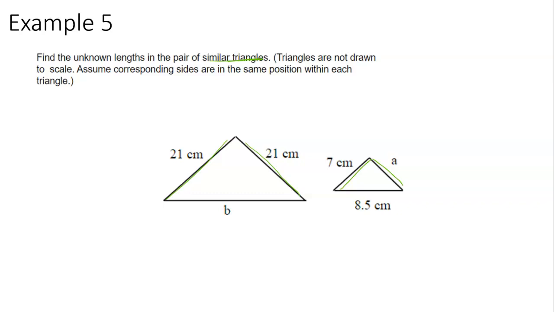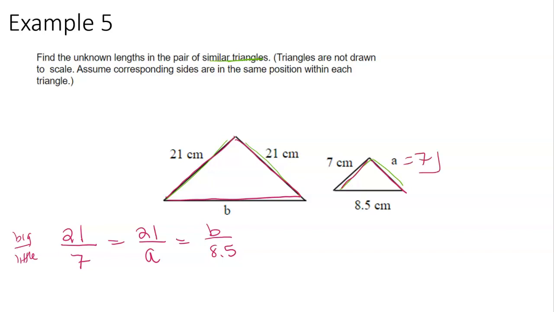So what we're going to do here is set up some proportions so that we can see what's going on. So 21 corresponds to 7, and 21 corresponds to A. You might be like, oh, I already know some stuff, and that's fine. Make sure you keep this big triangle on top, big over little. It's important to keep it the same. B over 8.5. So now let's see what's going on here. It's pretty clear that these are the same side lengths, so A is going to equal 7. Okay, so we're halfway done.